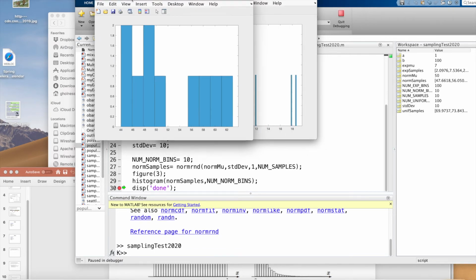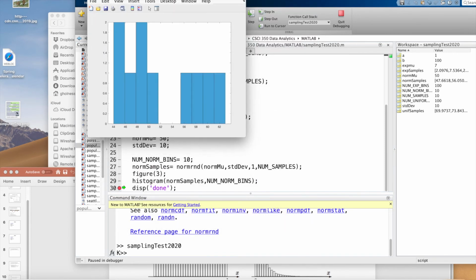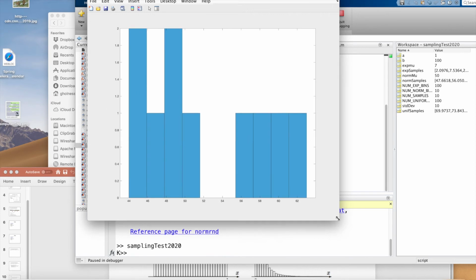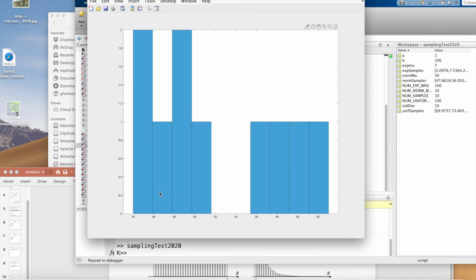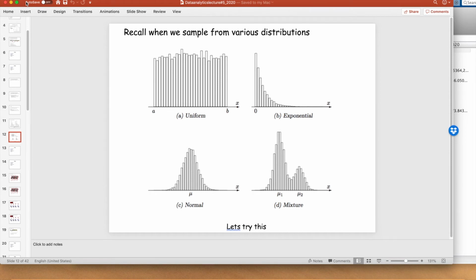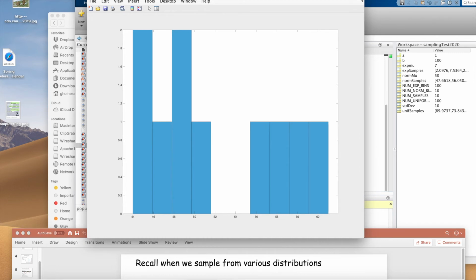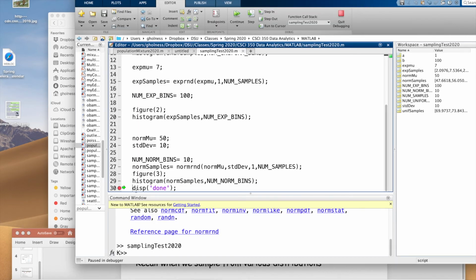And if we look at figure 3, we'll get rid of the other two. That looks nothing like a normal distribution. A normal distribution is symmetric about its mean. Well, let's go back to the slide. That's what a normal should look like, right? There's the mean mu, and it has tails going off to the left and the right. It is symmetric. If we look at our histogram, that looks nothing like a normal distribution. It's certainly not symmetric. So we're going to need some more samples, right?